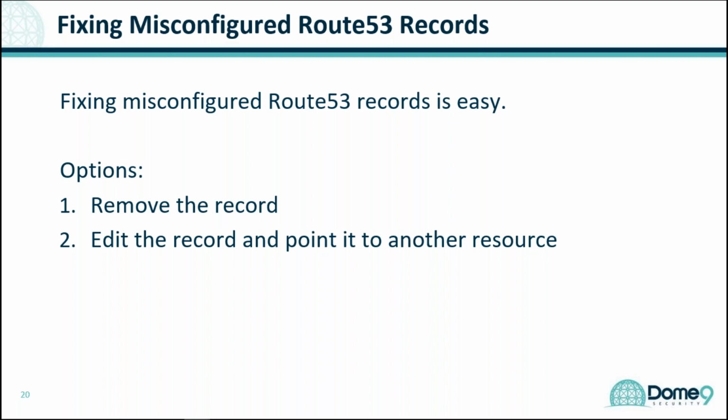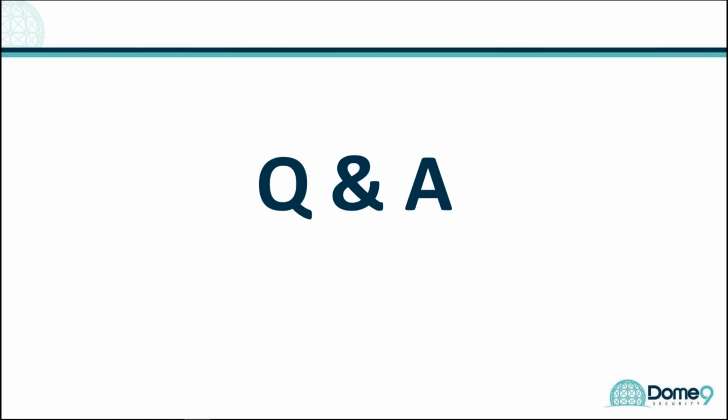It means that if someone by mistake deletes this S3 bucket or any other type of resource, you can just go and point it to another resource just so nothing fails. So editing the record also solves the problem for you. It's as simple as that, and you can see that both the detection and the remediation are very easy for that type of vulnerability. So this concludes our demo on this specific topic. If you have any questions, go ahead.